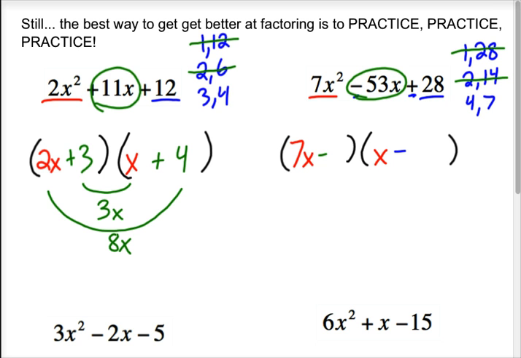So I'm going to jump down to the 4 and the 7 now. So this gives me negative 4x. That gives me negative 49x. All right, negative 4x minus 49x. Hey, that actually does give me the negative 53x that I'm looking for. So that ends up being my actual factored form.